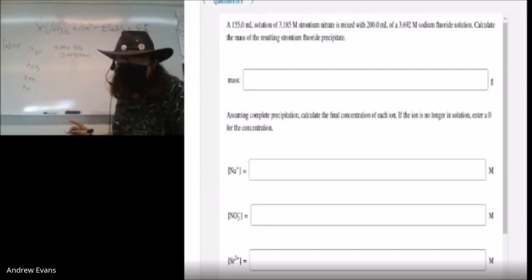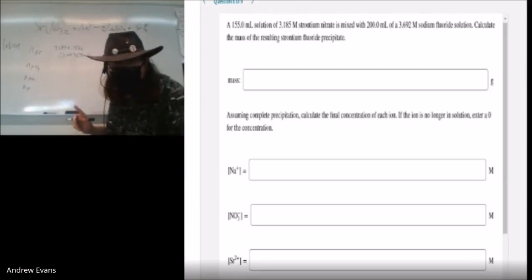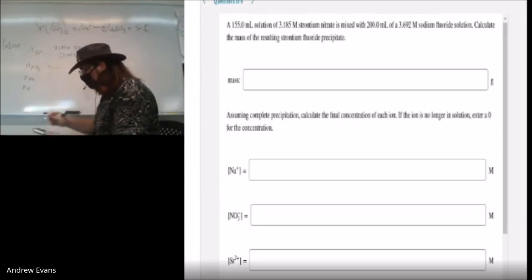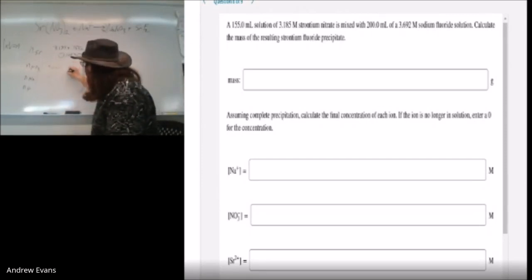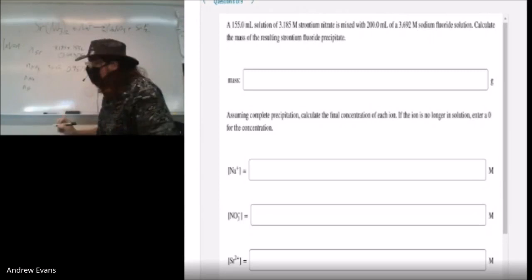Now, I could almost copy that down for nitrate, but for every one strontium, there will be 2 nitrates. So moles of strontium times 2. So if I multiply that by 2, I'll get there is 0.98735 moles of nitrate.